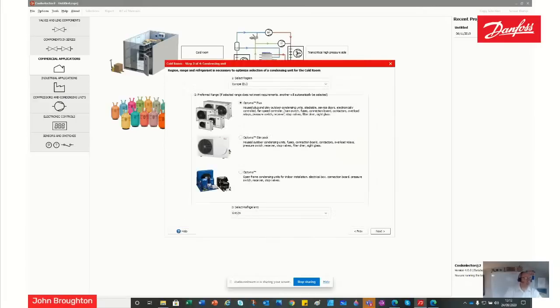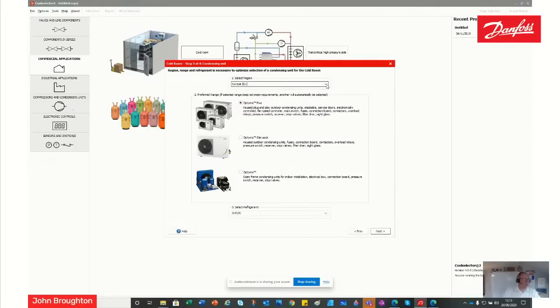Now, it may be that we don't have a unit that will do this duty because of this large temperature range. We're going from plus 15 to minus 25. So it's not a cold room as such. It is a blast freeze, so it's a process room. But yeah, this is the joys of doing things live. So let's take this one step further.